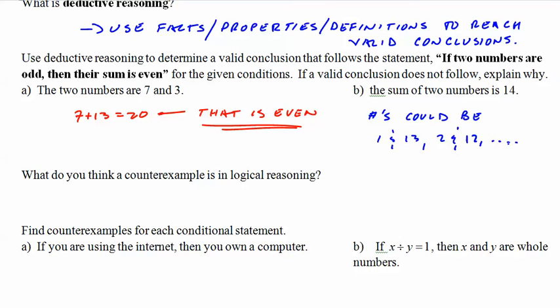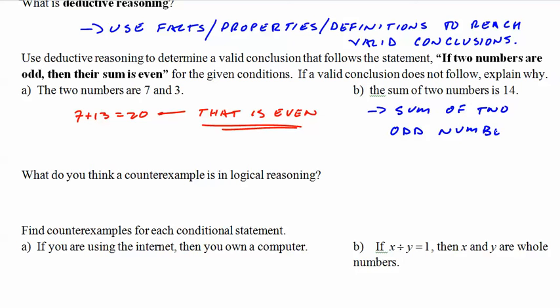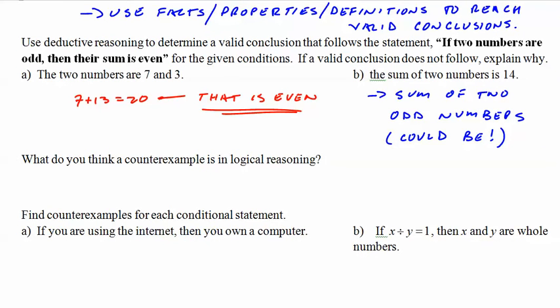Oh, excuse me, I did this completely wrong. My bad. Got to read the original thing. If two numbers are odd, then their sum is even. So we can just say this is a sum of two odd numbers. Notice we're assuming the original statement is true, which is dangerous to do. And I'll put in a little caveat, could be. It could also be the sum of two positive numbers, two even numbers. Anyway, the bigger point is look for counterexamples.